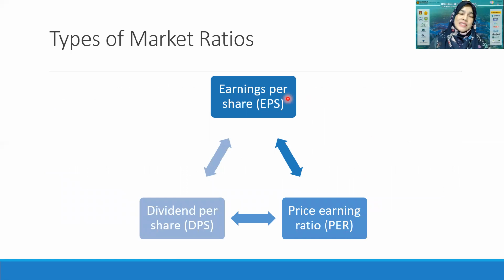Okay, so these are the three categories of ratio: earning per share, price earning ratio, and also dividend per share. So it is all about looking at the share. This is the amount of earning per share, this is the amount of dividend per share, and then this is the price earning ratio.